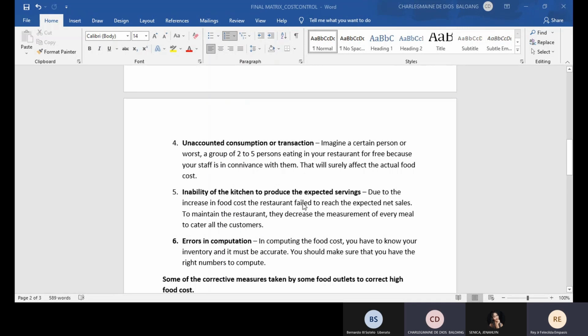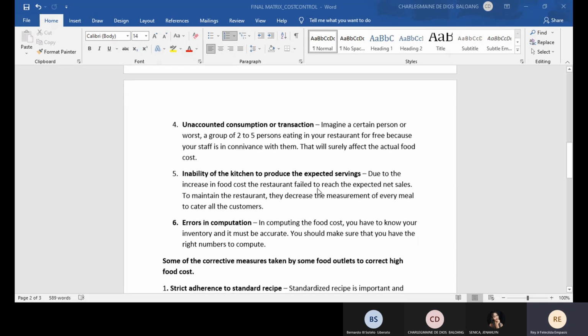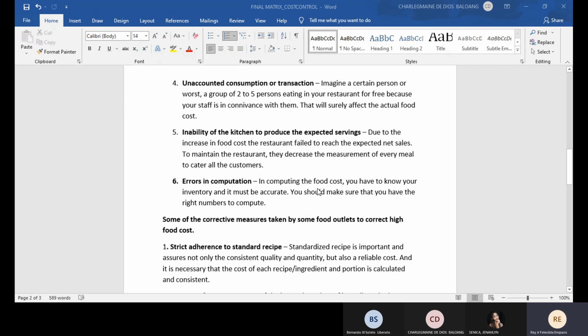Inability of the kitchen to produce the expected sweetness. Due to the increase in food costs, the restaurant failed to reach the expected net sales. To maintain the restaurant, they decreased the measurement of every meal to cater all the customers. Error in computation of the food costs: you have to know your inventory and it must be accurate. You should make sure that you have the right numbers to compute.